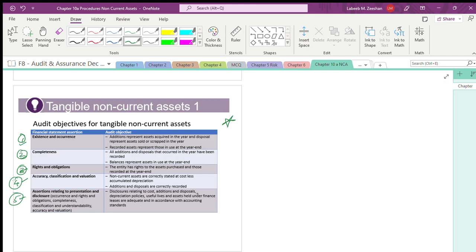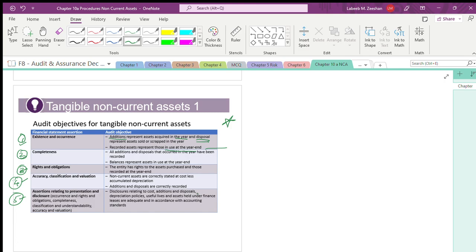Existence. Existence means you want to make sure additions are acquired by the year end. Any additions we have done, any disposals we have done, exclusively we should show them separately. Not only in the total, but we have to prepare a schedule. Recorded assets represent those in use at the year end. Existence, or occurrence, is nothing but any additions, any disposals during the year. Any additions represent, or any disposals scrapped during the year. What is the thing? Recorded assets, which are the assets in use.